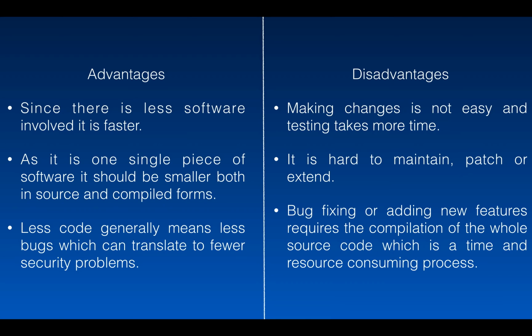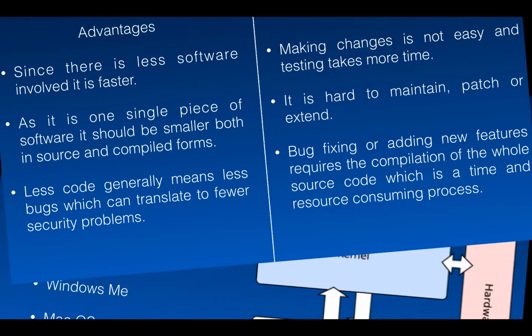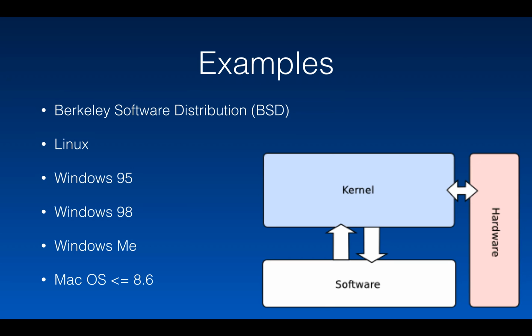There are some disadvantages: making changes is not easy and testing takes more time. It is hard to maintain, patch, or extend. Bug fixing or adding new features requires the compilation of the whole source code, which is a time and resource consuming process. These are some examples of monolithic kernel.